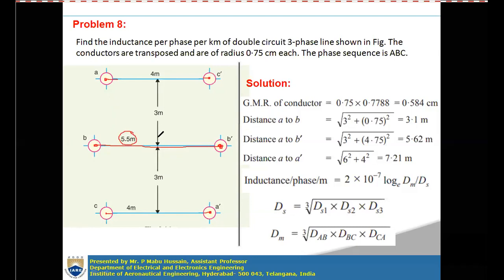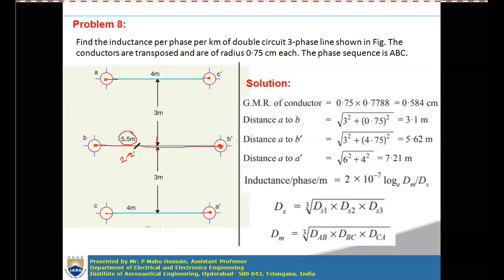Now if you divide B dash into two parts, it will be 5.5 by 2, what will we get? 2.75, I think, right? So 2.75, not 2.5. Now if you consider the vertical one, the total is 3 plus 3, 6 meters.